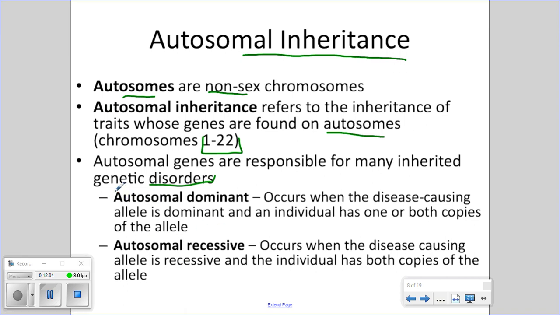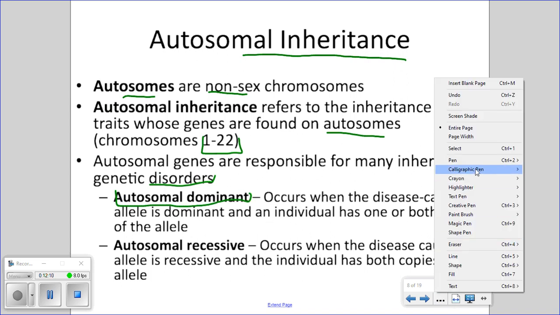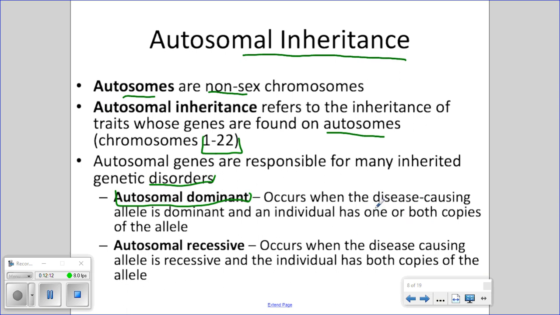So we can have autosomal dominant patterns of inheritance. This occurs when the disease-causing allele is dominant and an individual has one or both copies of the allele. You can think of Huntington's disease, for example. There is autosomal recessive, which occurs when the disease-causing allele is recessive and the individual has both copies of the allele. So cystic fibrosis.